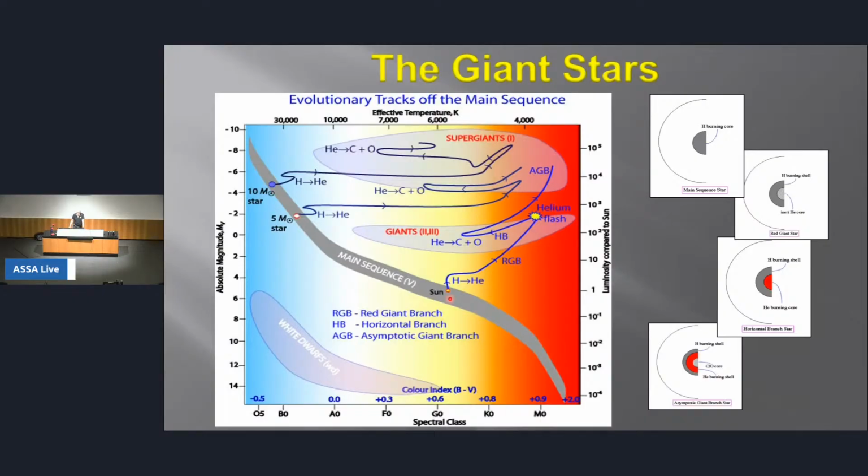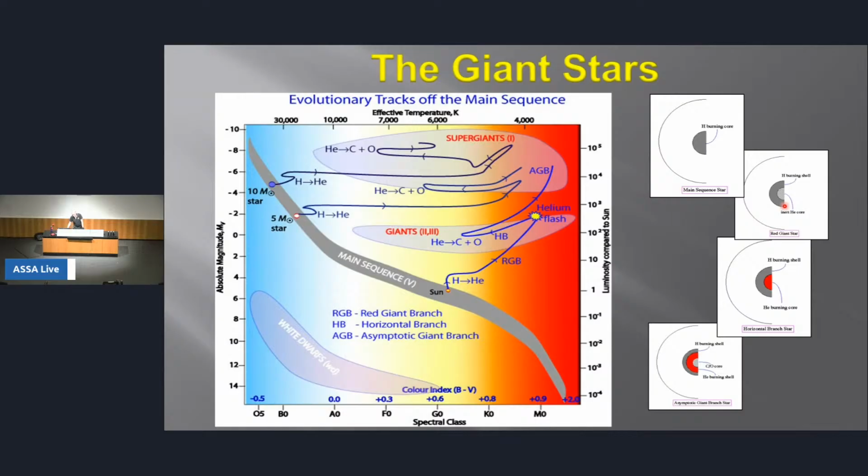It's full of helium, which is not doing anything because the core is not hot enough to fuse helium. So fusion continues in a shell around the core. So we have a situation like this. Here's a main sequence star where we have a hydrogen burning core. But when the hydrogen runs out, we end up with an inert helium core and a hydrogen burning shell around the core.